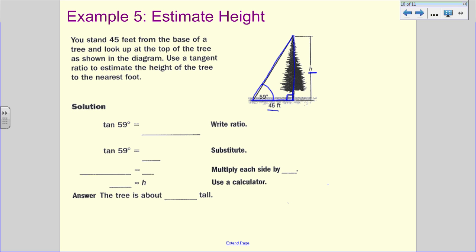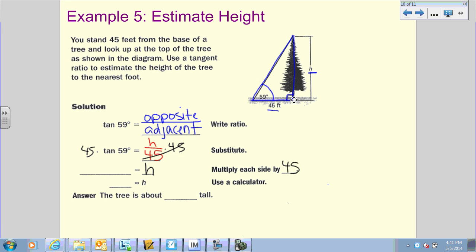So I know the tangent of 59 degrees is opposite over adjacent. So I'm taking the opposite leg over the adjacent leg. All right, so then we're going to substitute what I know. The opposite is this h that I'm trying to find, and the adjacent is 45. So now what I can do to solve this is I'm just multiplying each side by 45. This will leave me with h.